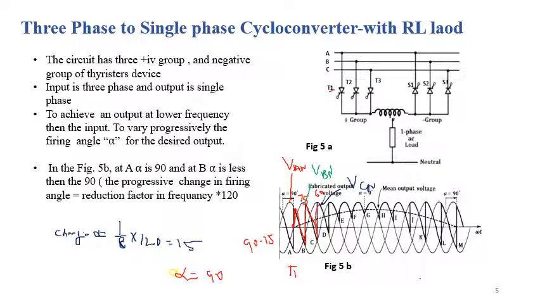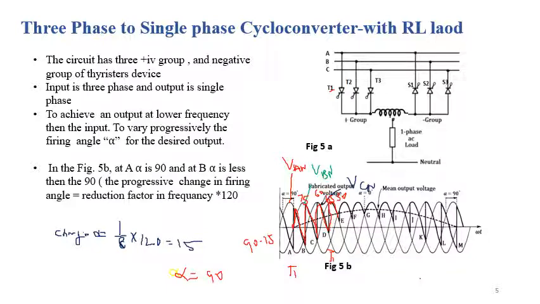Likewise, we are getting the output voltage like this up to the point D, and at point D we again need to trigger the SCR T1, and at what value? The value of the alpha will be 45, like this, and we are getting the output voltage like this. At point E, again we need to trigger the SCR T2, but at what value of alpha, which is equal to 30, which again we get from 45 minus 15, which is equal to 30.